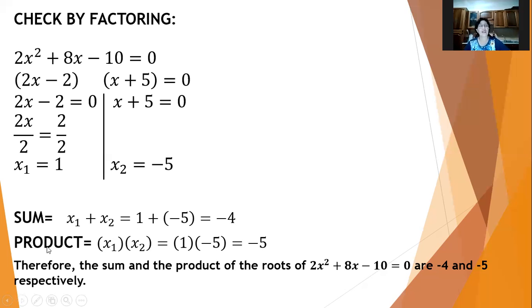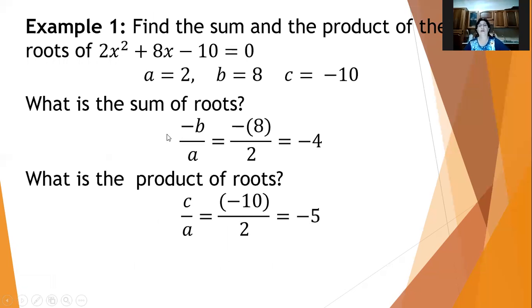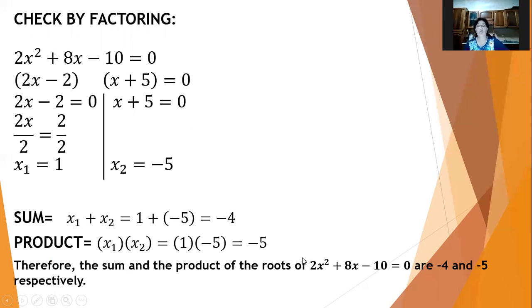And the product, you just multiply the roots. X sub 1 times x sub 2. X sub 1 is 1 and x sub 2 is negative 5. 1 times negative 5 is equal to negative 5. Therefore, the sum and product of the roots of 2x squared plus 8x minus 10 is equal to 0 are negative 4 and negative 5. It is the same with using the formula here. Negative 4 and negative 5, that is the formula using negative b over a, and the product is c over a. This one is just a checking.